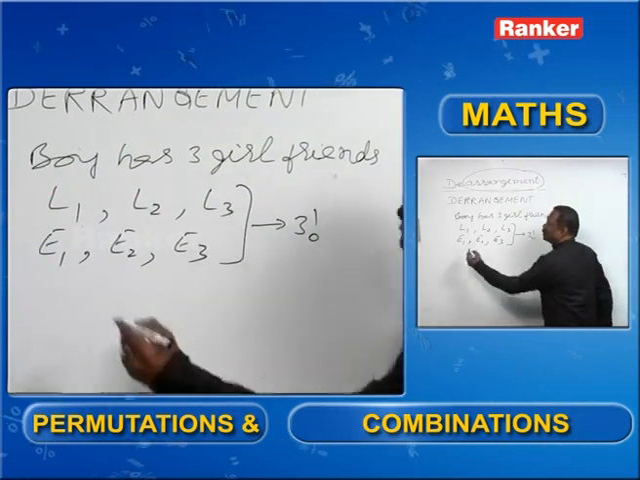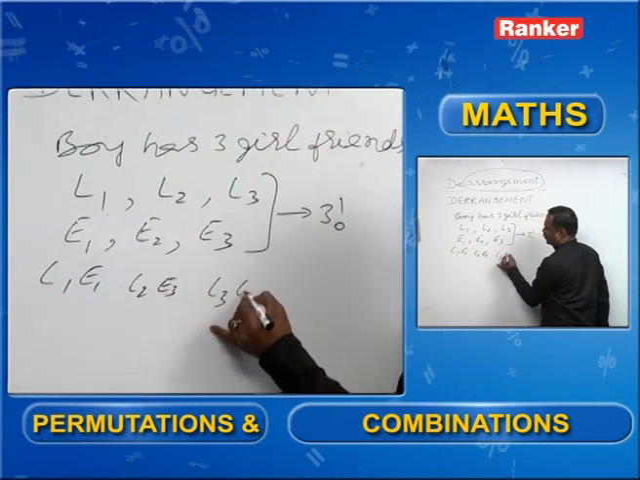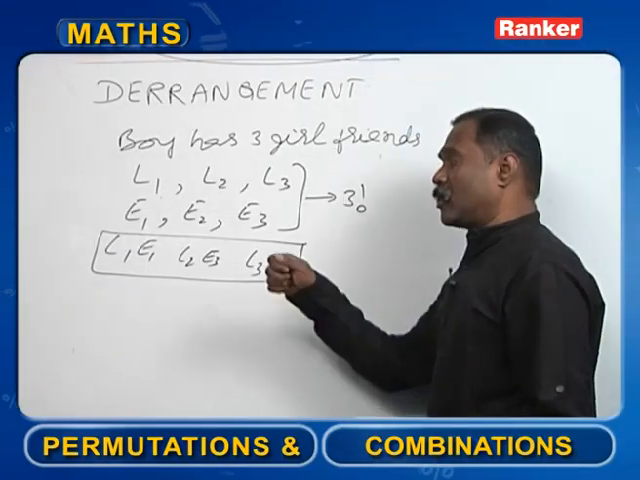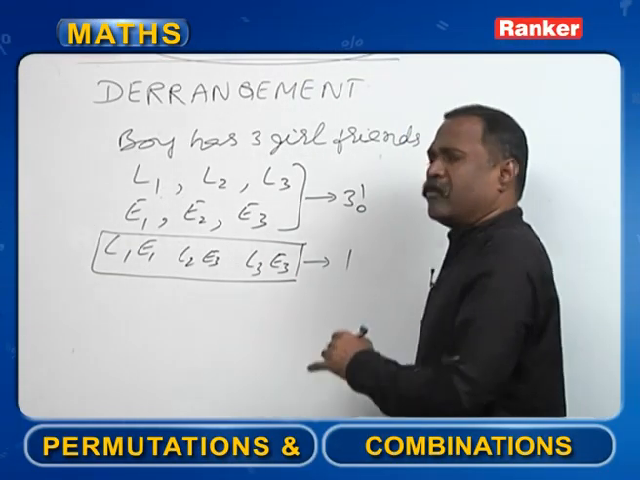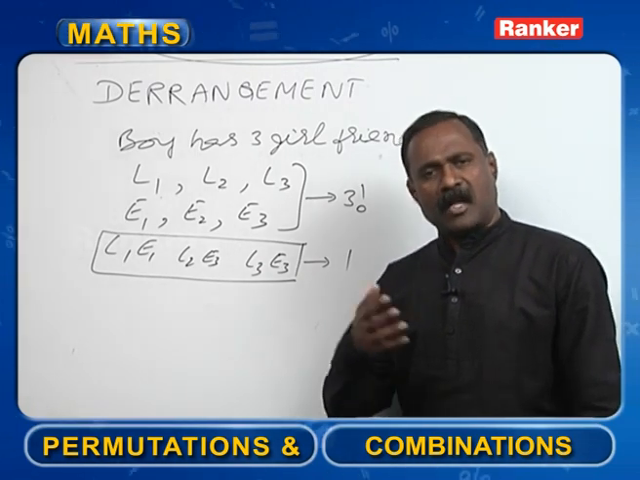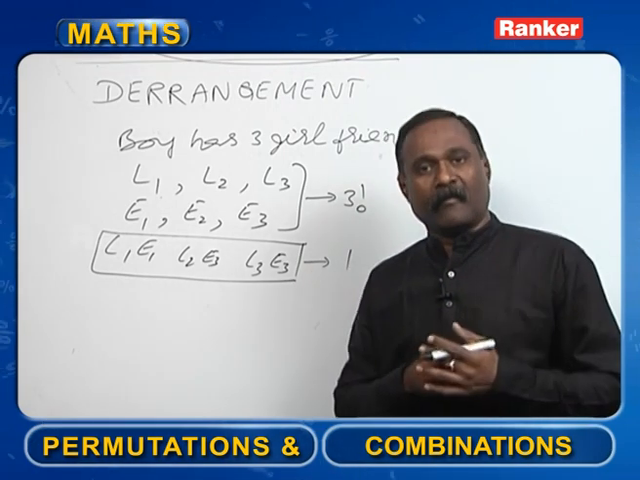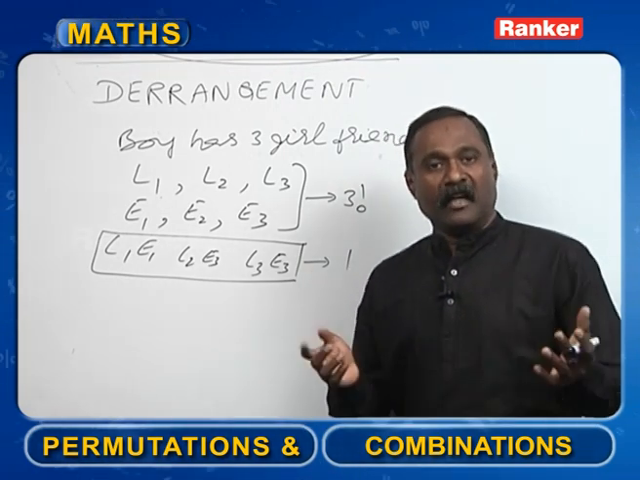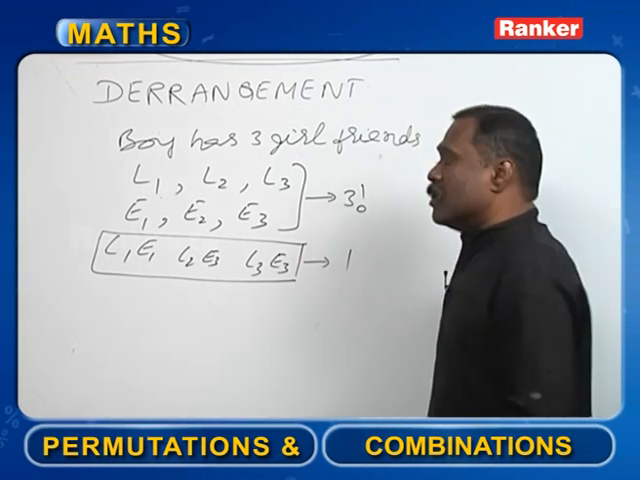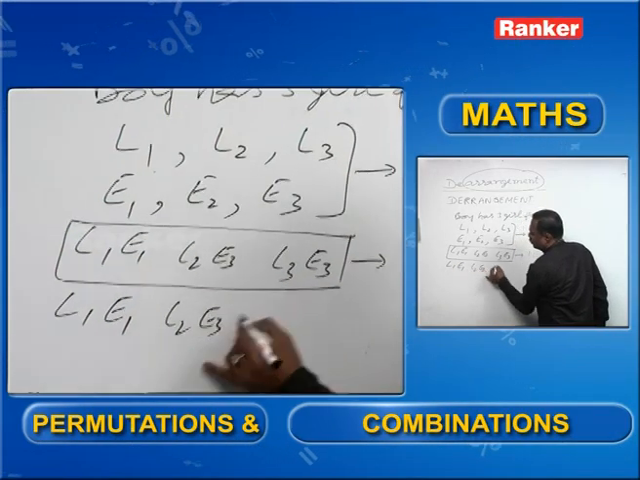What does it mean? This is L1 E1, L2 E2, L3 E3. Always keeping the right letter into right envelope is only one way. Remember, 100 envelopes are there, 100 letters are there. You can keep 100 letters into 100 envelopes only in one way. Right way is always one. Wrong ways will be many. Generally in your life also, whatever it is, right way, right thing is always one only, and the wrong things will be many. So here, L1 E1, L2 E3, L3 E2.